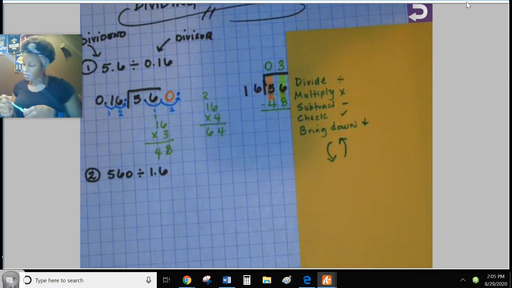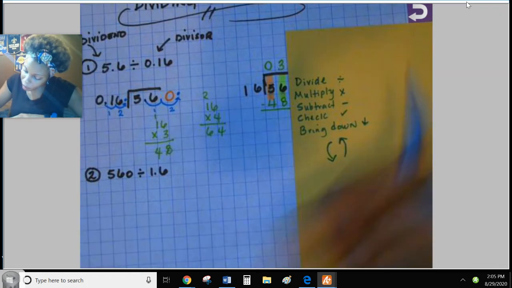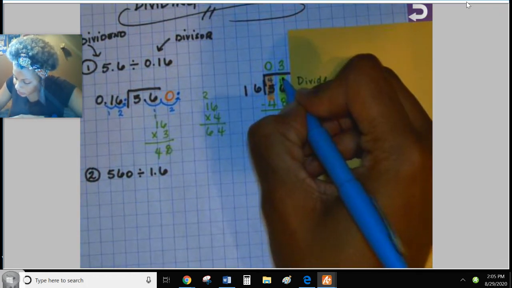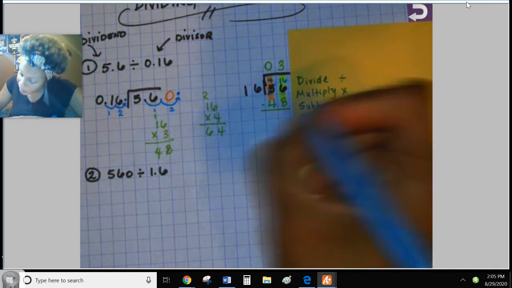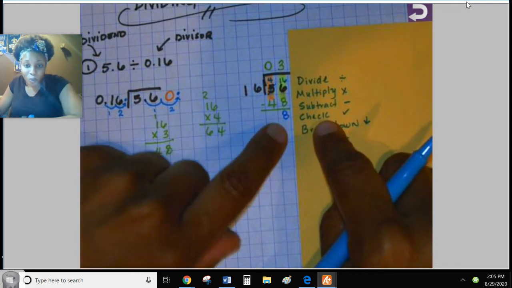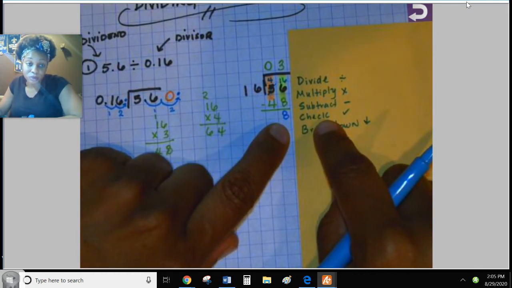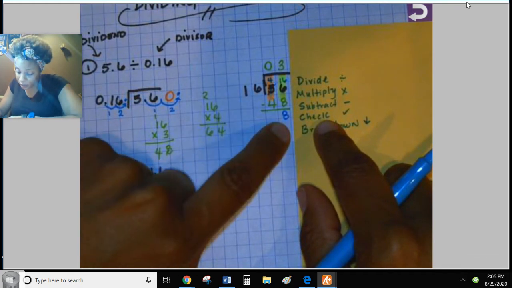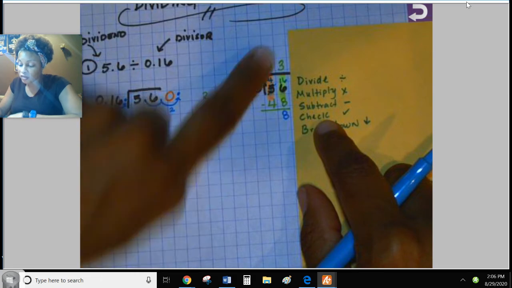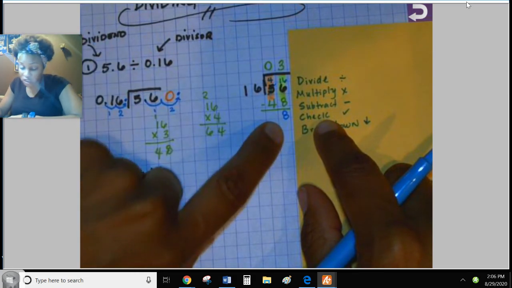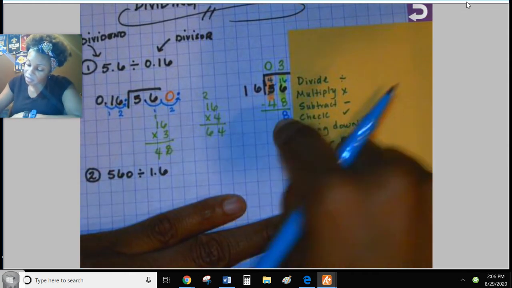Now here's my next step where I subtract. And I have to borrow from the 5. It becomes a 4, and this is going to become a 16. 16 minus 8 is 8. So now I'm on my check. Always check that the answer you got when you subtracted is smaller than your divisor. If this number is not smaller than your divisor, then the number in your quotient is wrong, okay? It has to be smaller, and you always check before you bring down. So 8 is smaller than 16.